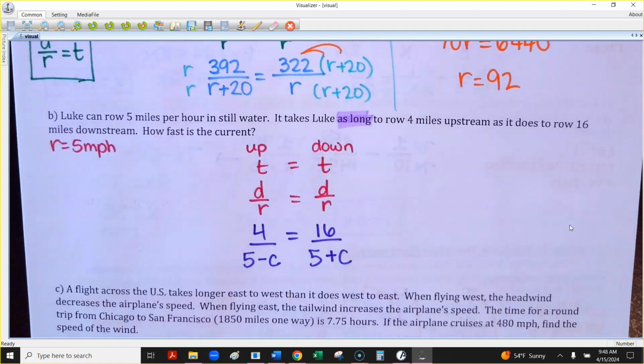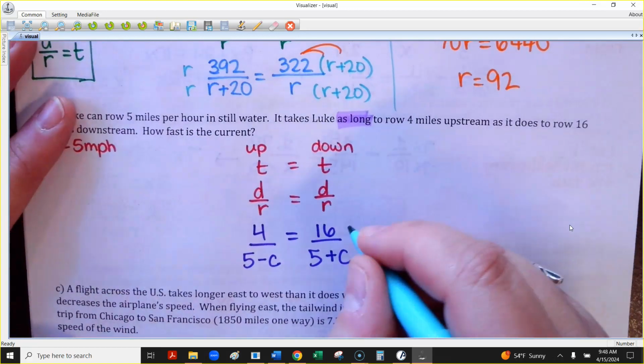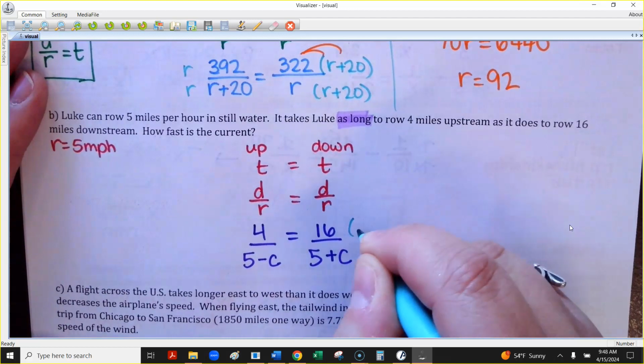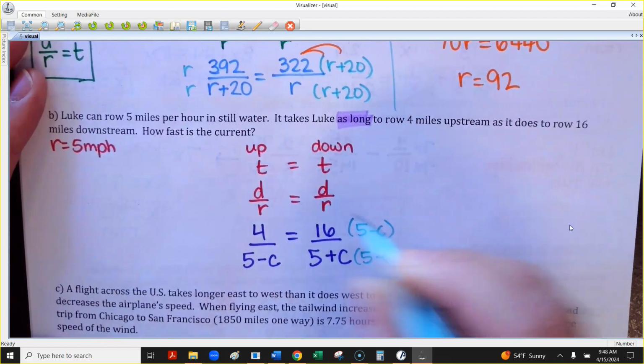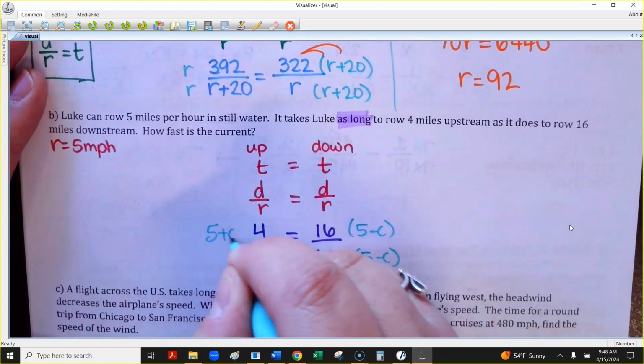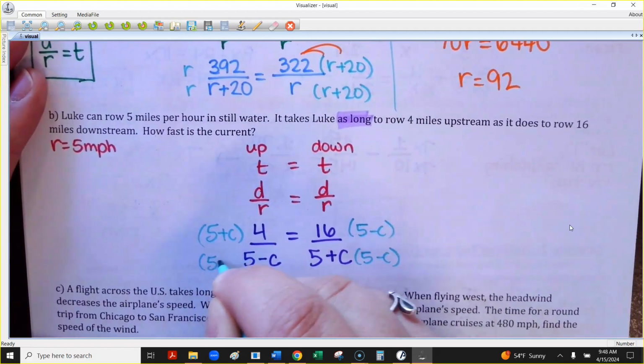You can't get them to match. So to do this one, to create a common denominator, or if you want to straight up just cross multiply, you're going to do it like this. This side would need a 5 minus C to make a match. This one would need a 5 plus C. So you can't factor out a -1. I just wanted to make a point about that.